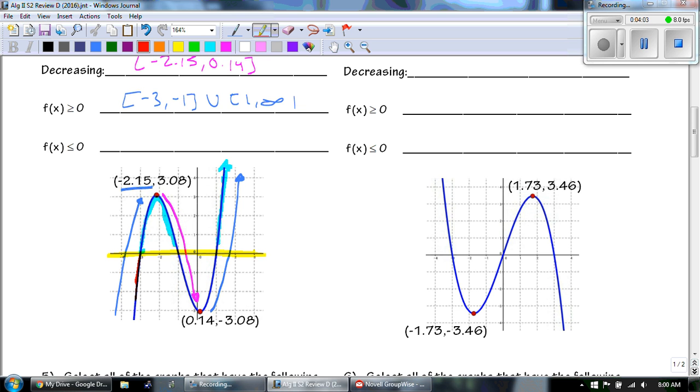Okay, where is it below? Well, it's below from negative infinity to negative 3, and then it's above for a little bit. And then once again, it goes below from negative 1 to positive 1. And then it's above again. Okay?